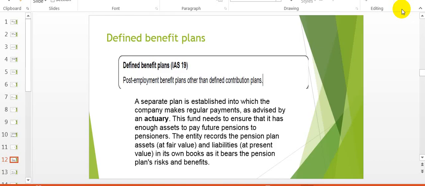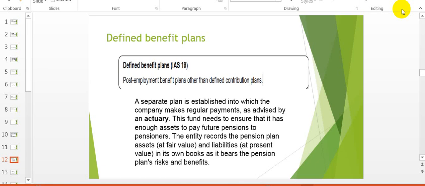We continue with IAS 19. Defined benefit plans. This is a post-employment benefit plan other than a defined contribution plan. This plan is separate from the entity sponsoring the pension plan.